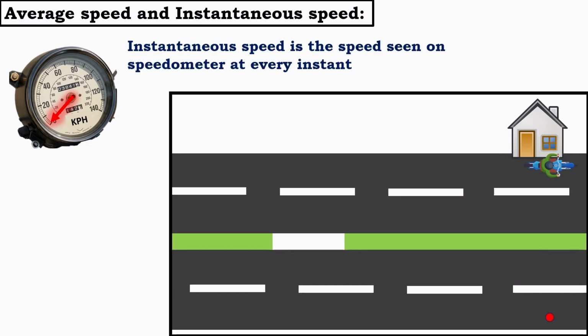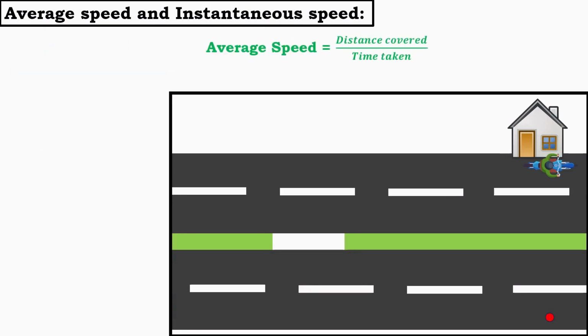The instantaneous speed is simply the reading on your speedometer at any given moment. Every time you look at the speedometer, that value is your instantaneous speed. But what about average speed? Average speed is defined as the total distance traveled, divided by the total time taken.